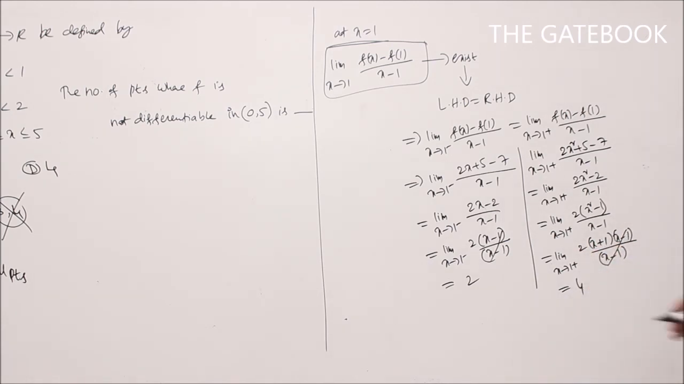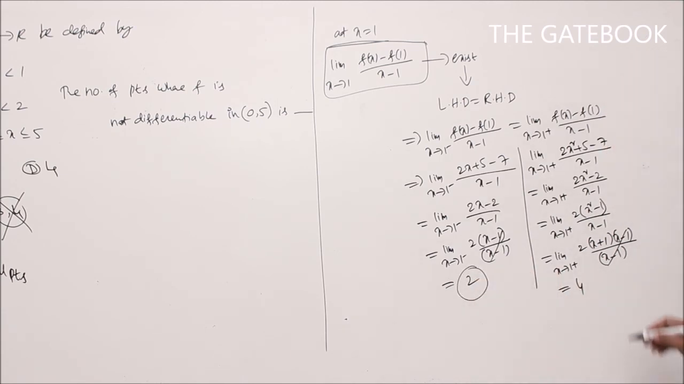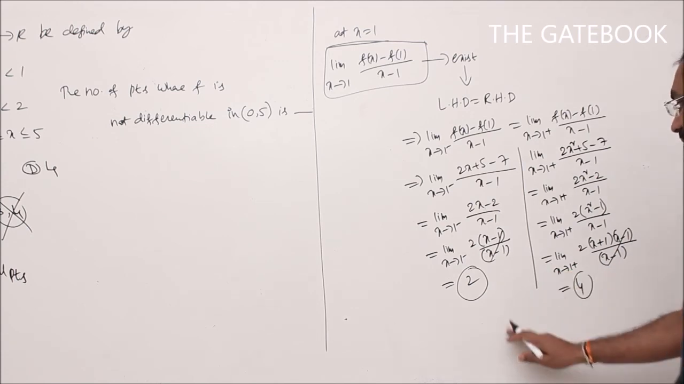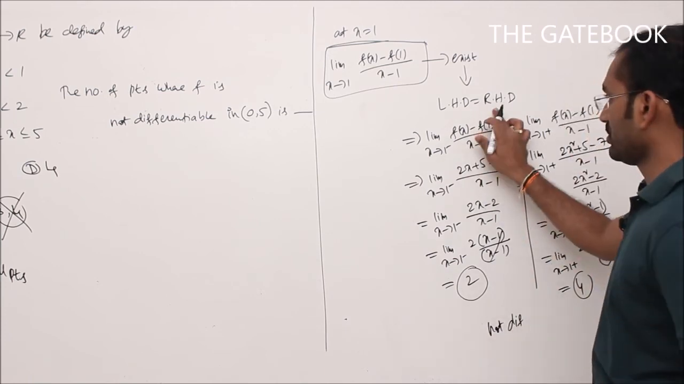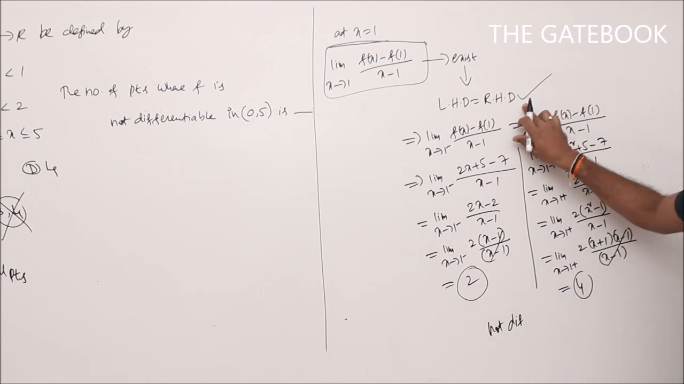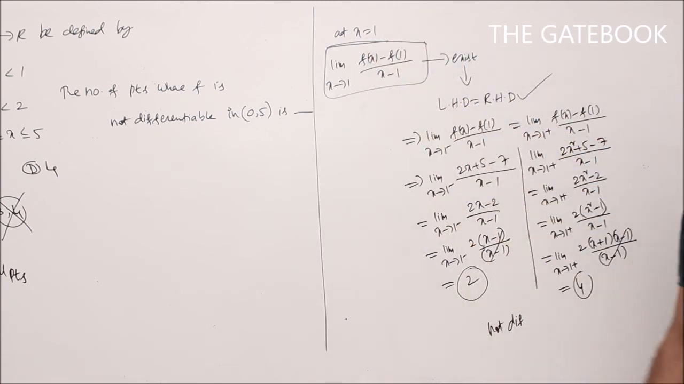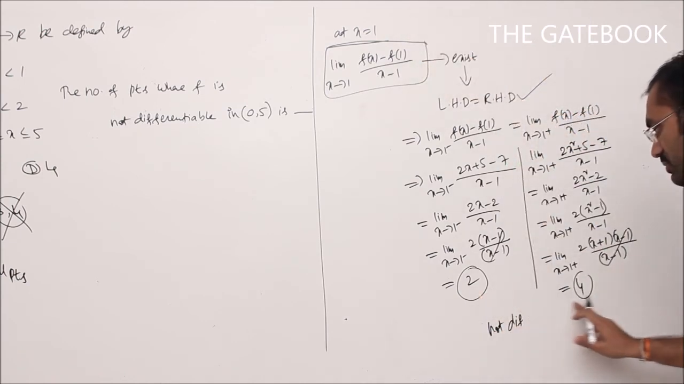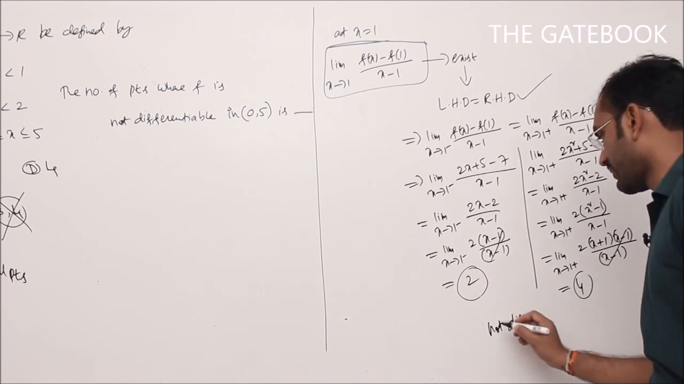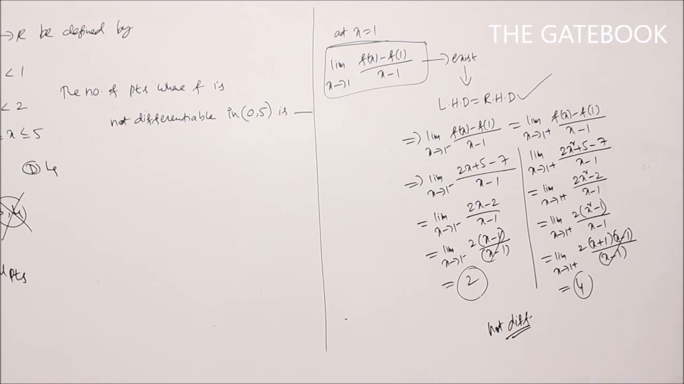So here the left hand derivative we got is 2, whereas the right hand derivative is 4. Both are not equal. Therefore I can say that the given function is not differentiable at x is equal to 1. You should get the same value, both equal. Then I can say that the limit of this function exists, and that the function f of x is differentiable at x is equal to 1. But we are getting different values, so the function f of x is not differentiable at x is equal to 1.